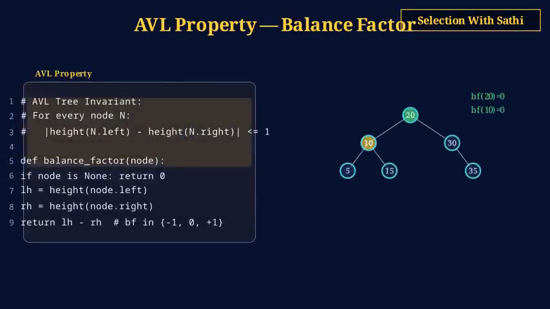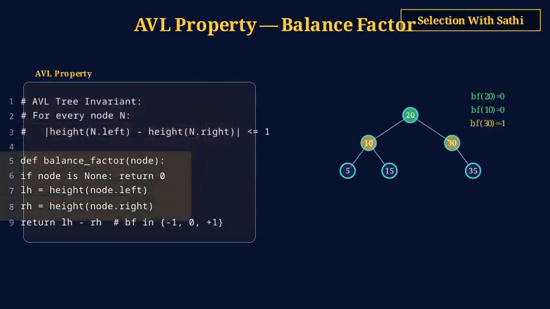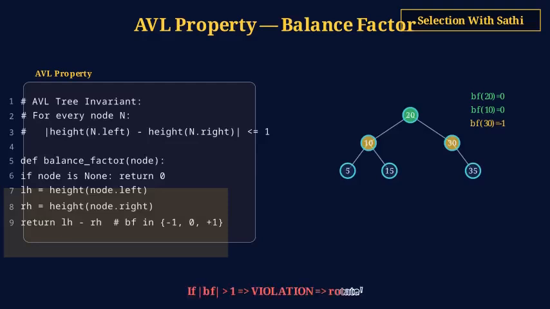An AVL tree is a binary search tree where every node maintains a balance factor. Look at line 11. The balance factor is height of left subtree minus height of right subtree. This value must be -1, 0, or +1 for every single node. If any node has a balance factor of +2 or -2, the tree is unbalanced. We fix it using rotations.